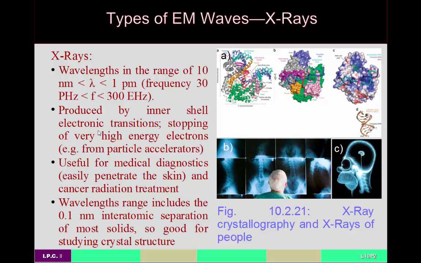For most large atoms, you can produce X-rays by transitioning to the n equals 1, in some cases even to the n equals 2 shells. And they are quite useful for, obviously, medical diagnostics, but also because 0.1 nanometer falls within this range of wavelengths, they're also really useful for doing crystallography, because the typical separation between atoms within most crystalline solids is about 0.1 nanometer. So these are very nice for studying crystal structure.